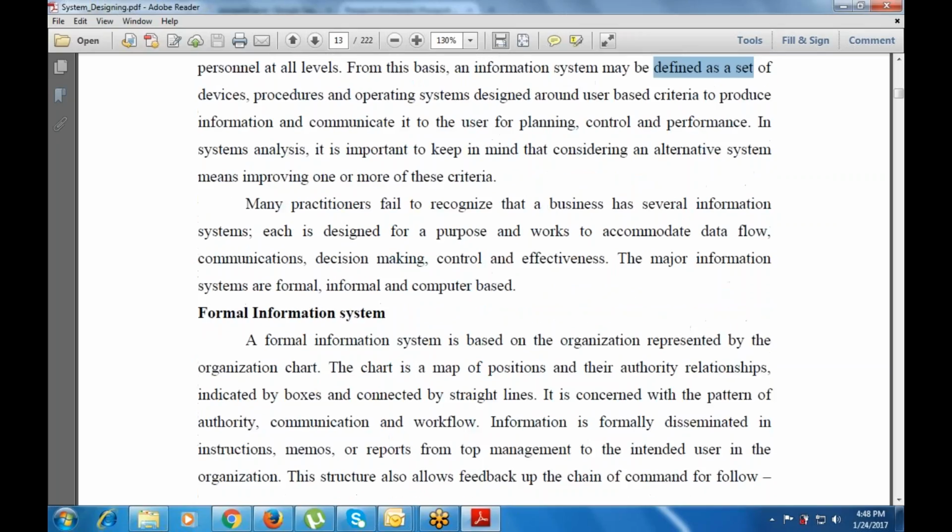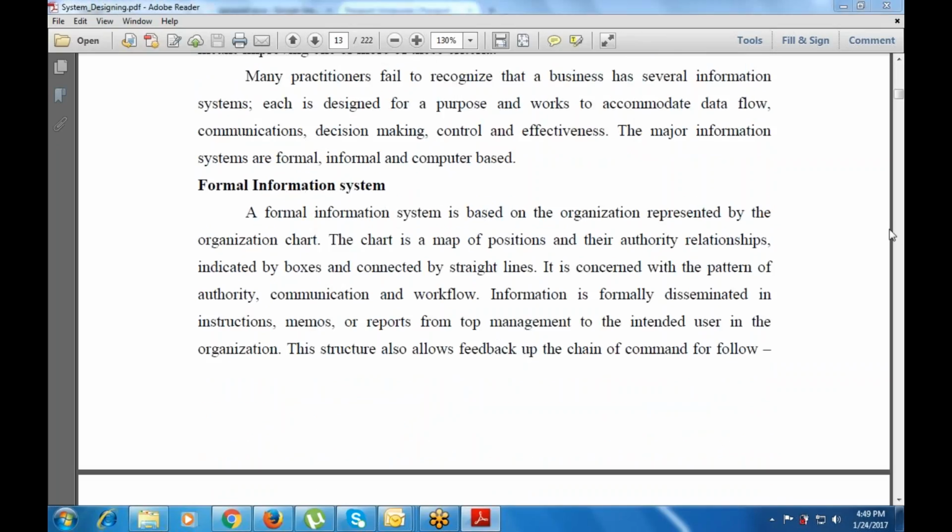Now, many practitioners fail to recognize that a business has several information systems. Next is the formal information system. A formal information system is based on the organization, represented by the organization chart, and this chart is a map of the positions. Like we have studied the PERT and CPM charts, it contains multiple charts. It shows positions and their authority relationships, indicated by boxes connected by straight lines, and is concerned with the pattern of authority, communication, and workflow.